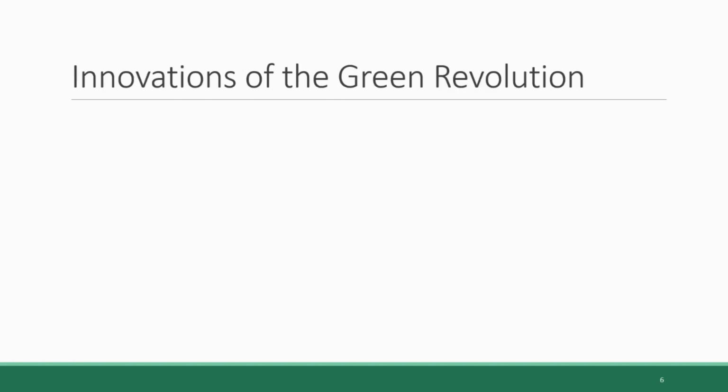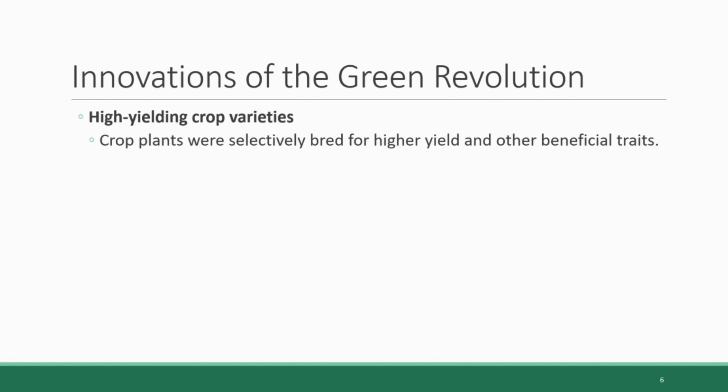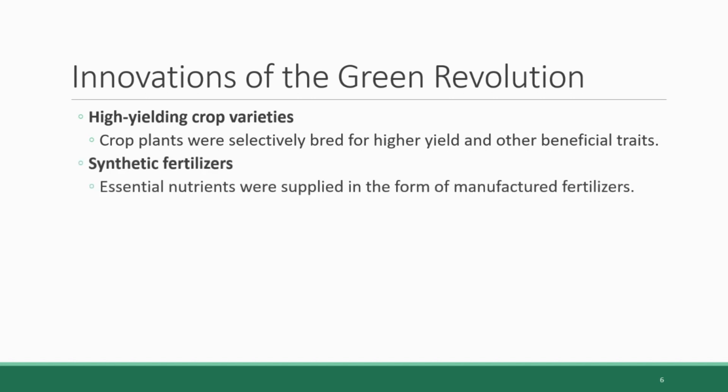One of these was the introduction of high-yield crop varieties. So scientists selectively bred important crop plants for higher production levels, as well as other valuable traits like disease resistance and tolerance to environmental stressors. Synthetic fertilizers were also introduced. So this included manufactured nitrate fertilizers, which came into popular use, as did fertilizers made from mined phosphate and sulfur. And given that these are often the limiting nutrients in the soil, crop yields increased significantly in response to applying these fertilizers.